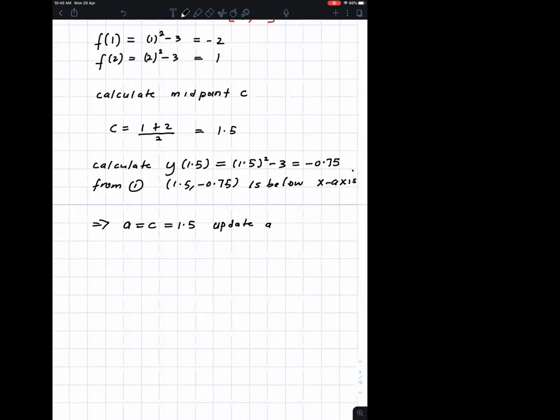Next you calculate the interval. You just calculate B minus A, the amplitude. What was B? B is still the same, 2. Your new A is 1.5. So B minus A is 0.5.